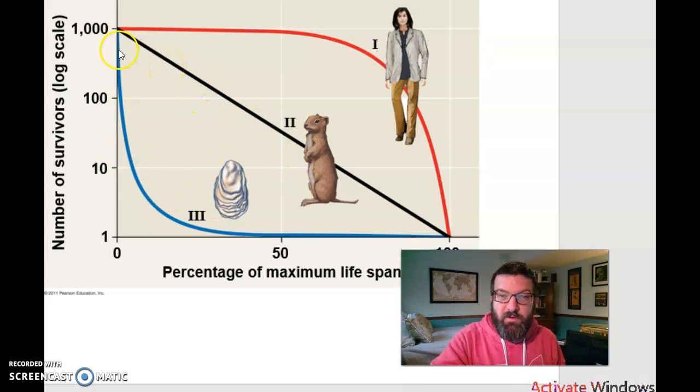Type 3, you have a huge die-off early on, but if you survive past youth, you have a very high likelihood of surviving a long time. So this x-axis is percent of max lifespan. You find this often in oysters. So think about giant oysters. These are born very, very tiny, and they float through the water, and they're very likely to get eaten or just die early on. But if they live, my goodness, they can live a long time.